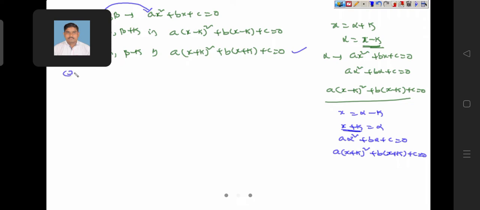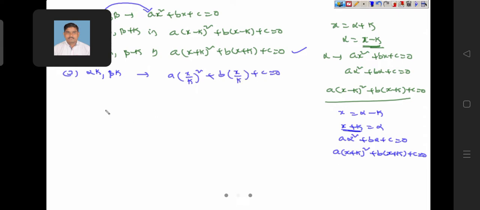Suppose each root is multiplied by k times. Find the quadratic equation whose roots are alpha k comma beta k. Then what will you get? In place of x, k is multiplied with alpha. So its opposite operation is divide. That's why divide with k. Then we'll get a into (x by k) whole square plus b into (x by k) plus c is equal to 0.